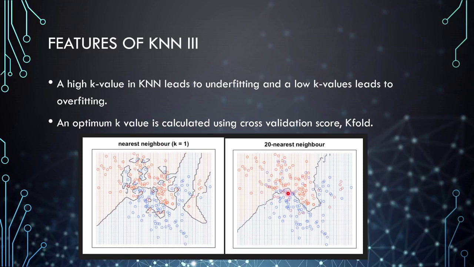So how will we decide what value of K is appropriate for us? That I am going to explain very soon. And here you can see, if we take a large K value like 20 nearest neighbors, it will lead to underfitting, and this would increase our chances of misclassification, and overfitting will also increase our chances of misclassification in the testing data.